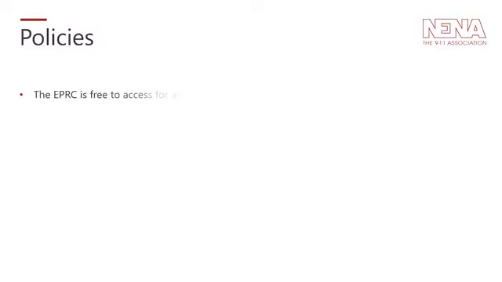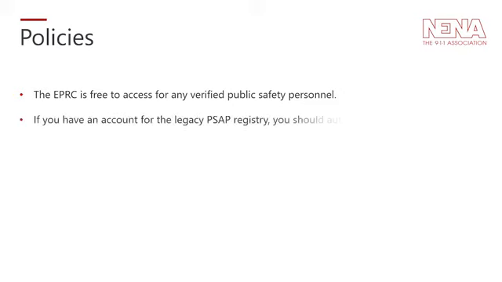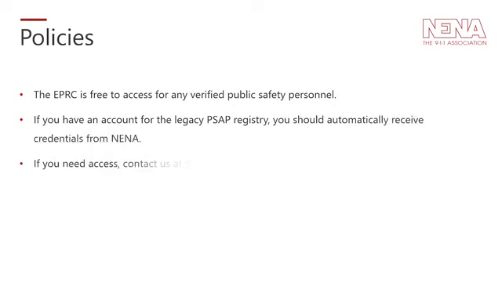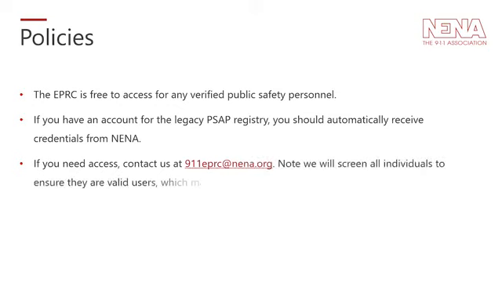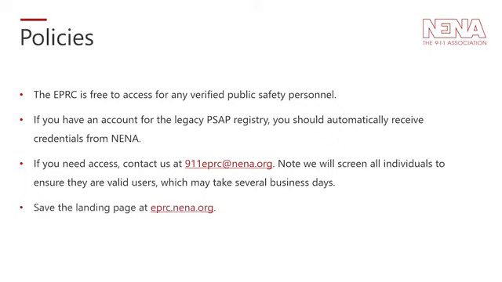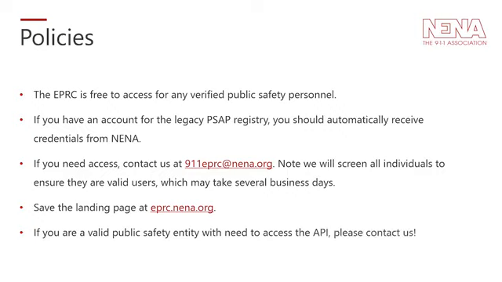The EPRC is free to access for any verified public safety personnel. If you have an account for the legacy PSAP registry, you should have received credentials from us already. If you need access, contact us at 911EPRC@nena.org. Note, we will screen all individuals to ensure they are valid users, which may take several business days. And remember to bookmark the landing page at eprc.nena.org. If you are a valid public safety entity with need to access the API, please contact us.